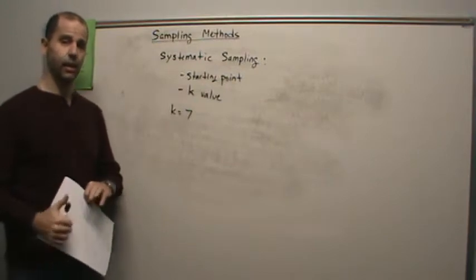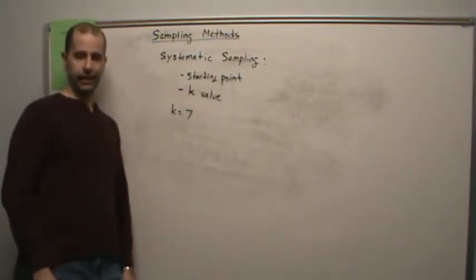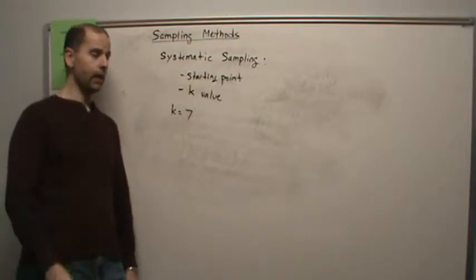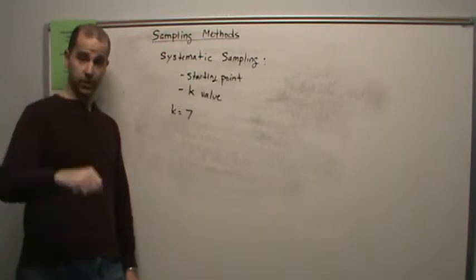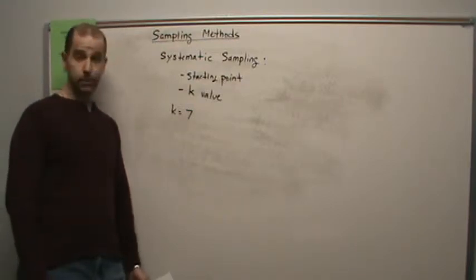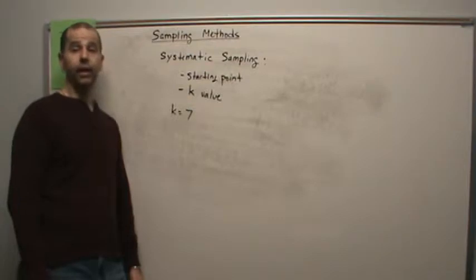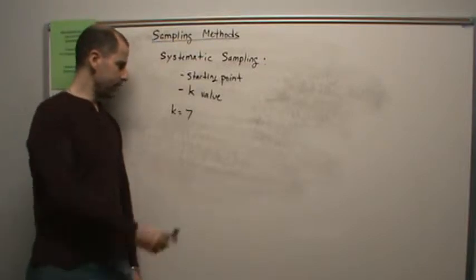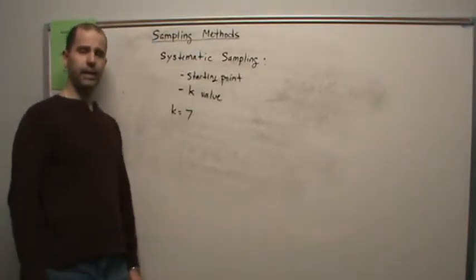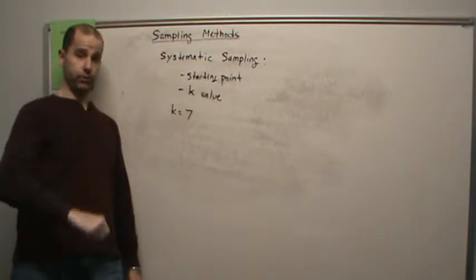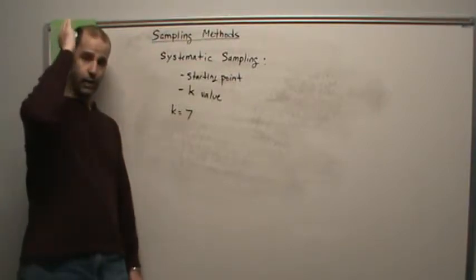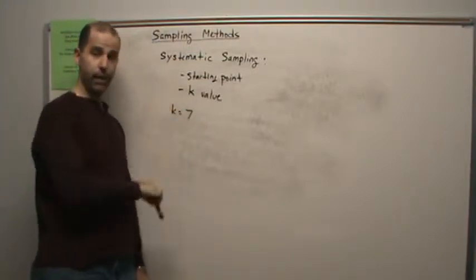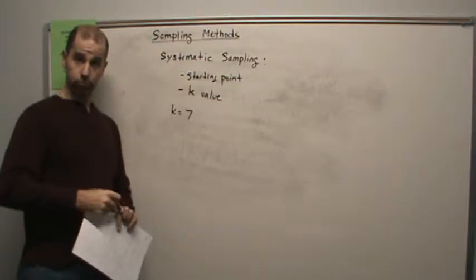And let's take the airline example again for the flight. Let's say I have 255 people on a flight, and I'm interested in getting customer satisfaction feedback, and I want a random sample of 30 of the people to ask them to fill out a survey. Let's say my K is 7. So that means I'm going to start with the first person, and I'm going to count every 7th person down the line until I have my 30 people.